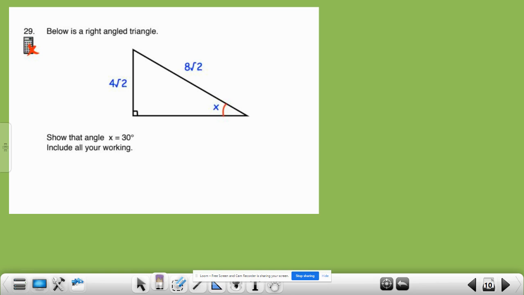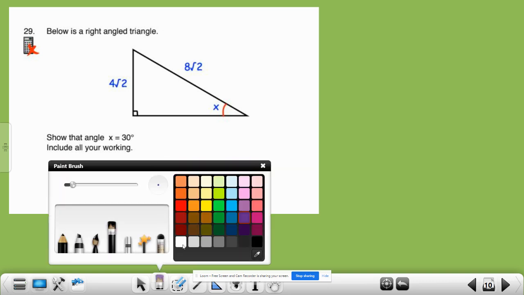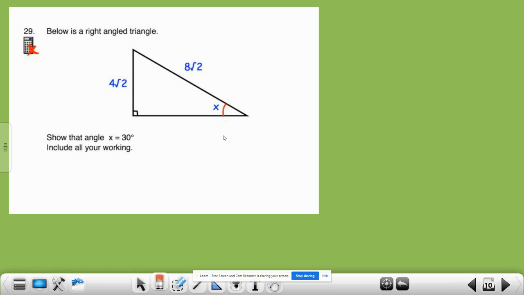Okay, so let's look at this question. Below is a right angled triangle. Show that angle X is 30 degrees. Include all your working. So let's start by thinking about what we've got here. This is the angle we're interested in, and we've got the opposite and the hypotenuse. That should straight away lead us to sine, because sine is equal to the opposite over the hypotenuse.